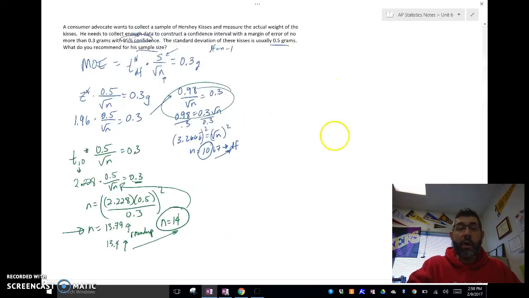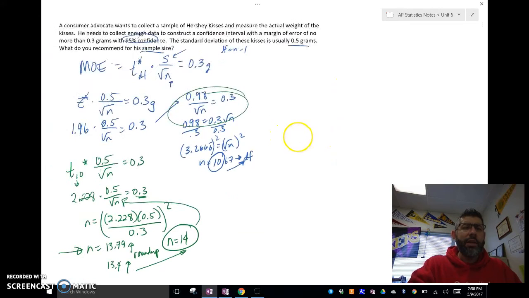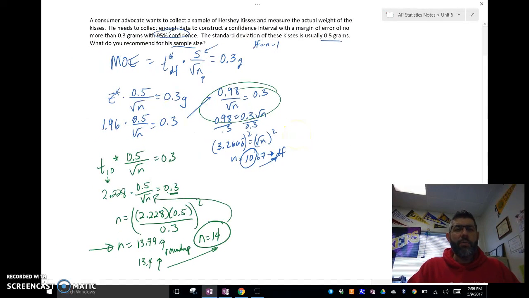So that's a problem that doesn't come up all that often, but I thought it was tricky in statistics, because we're trying to find n when we need n to determine degrees of freedom. So what do we do? We use a normal model to help us out.